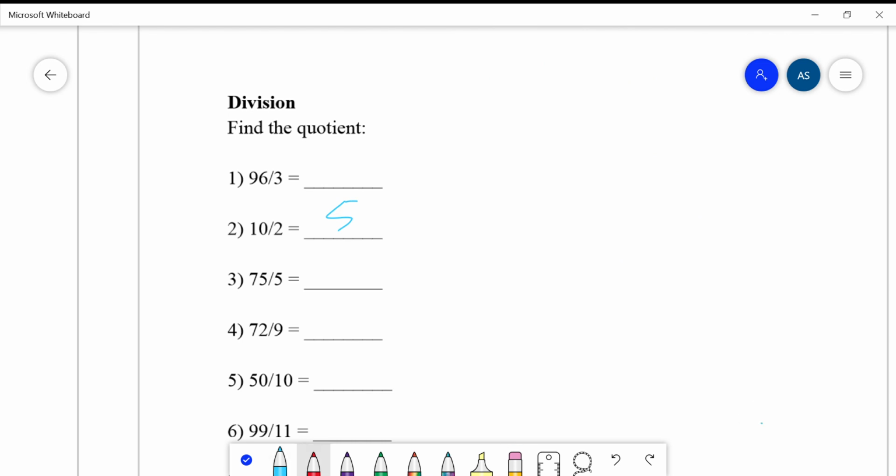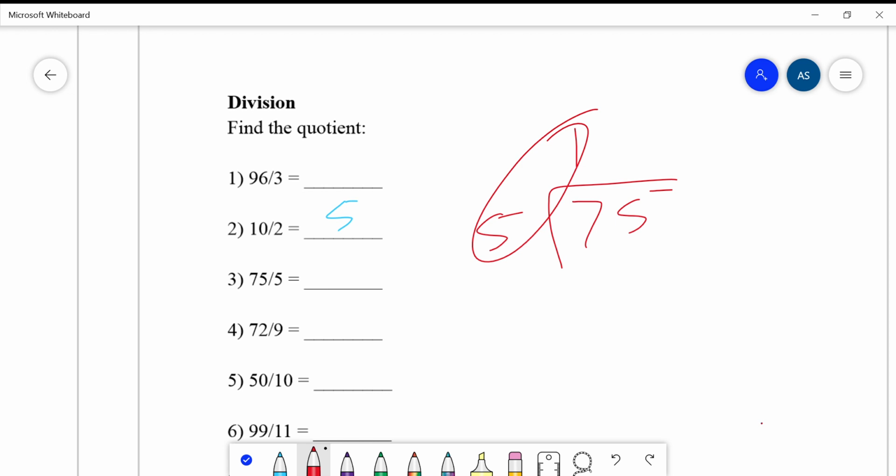Let's look at number 3 as well. For 3, we have 75 going inside, and 5 is outside, right? 5 goes inside 7 1 time, right? And so 5 times 1, right over here, is equal to 5. We're going to subtract that. Now we're going to bring down the 5, and 7 minus 5 is going to be 2. So now we're dealing with 25.